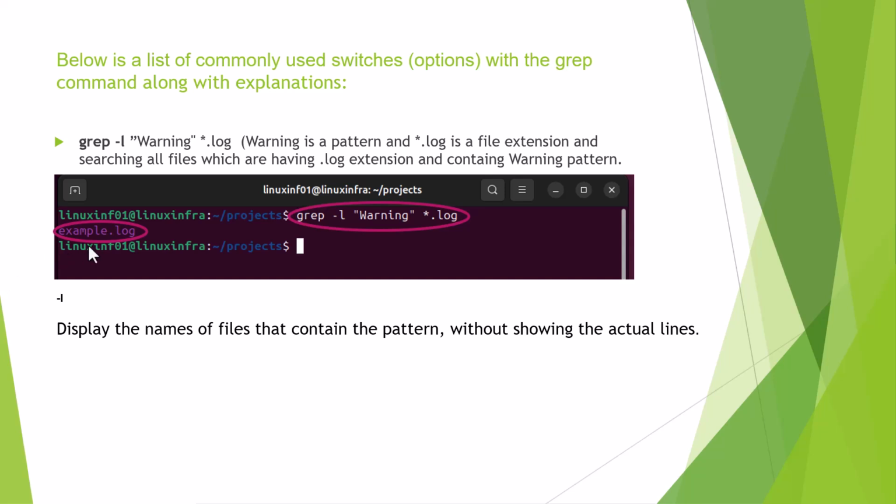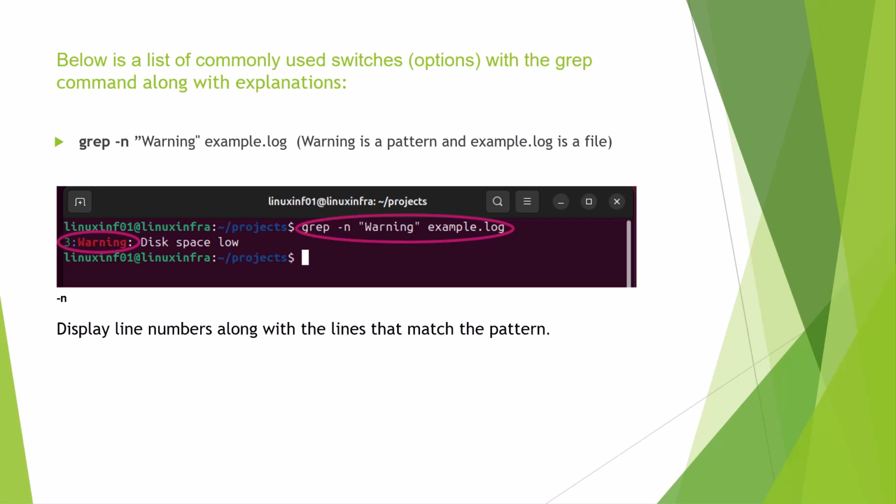So this will give the output as, like, I have just one file where this warning pattern is written, so it just gives the file name over here. So this is the -l switch, small l.